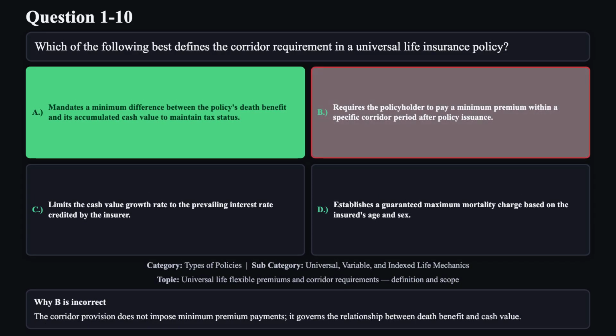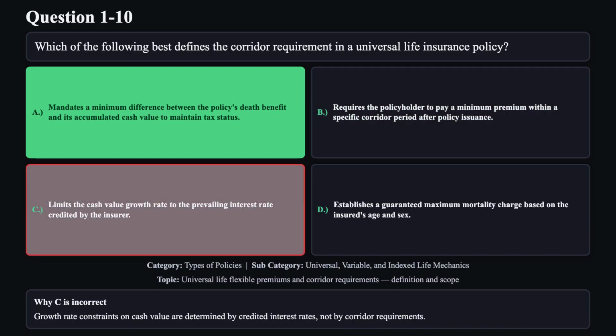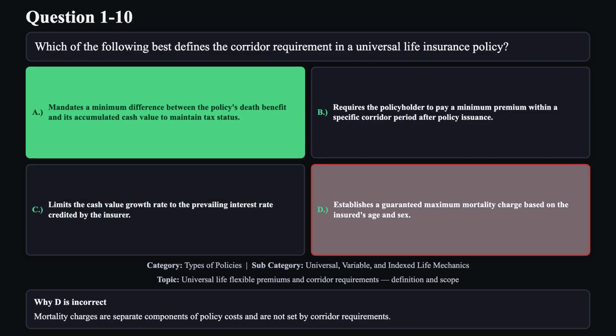Reason B is not correct. The corridor provision does not impose minimum premium payments. It governs the relationship between death benefit and cash value. Reason C is not correct. Growth rate constraints on cash value are determined by credited interest rates, not by corridor requirements. Reason D is not correct. Mortality charges are separate components of policy costs and are not set by corridor requirements.